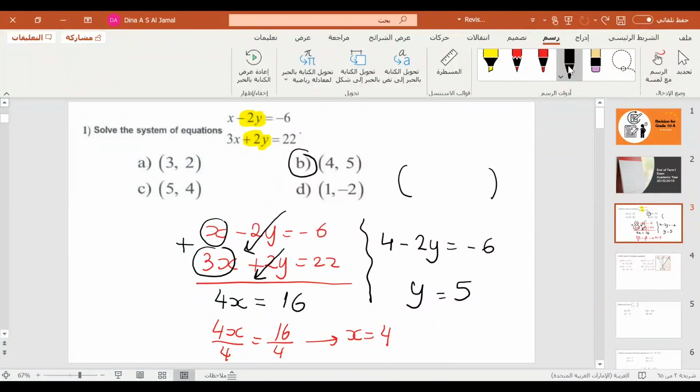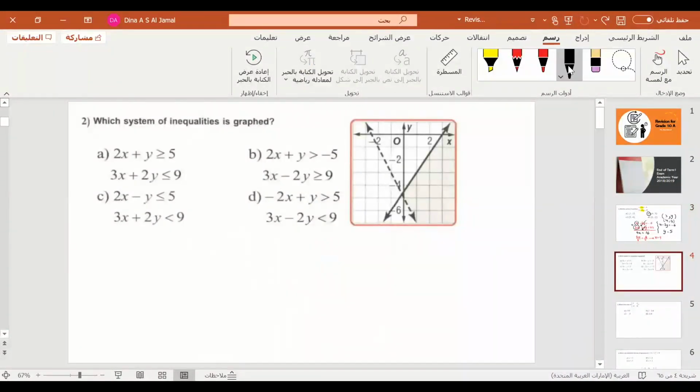Always put your answer as x and y. So it will be 4 and 5. So this was the first question. Let's see the second question, the second multiple choice.